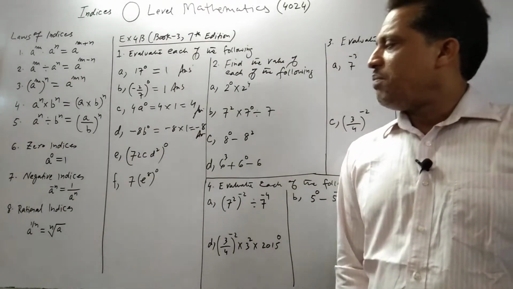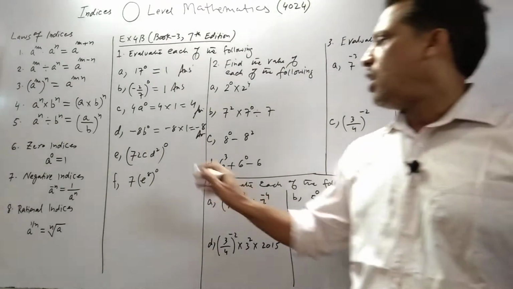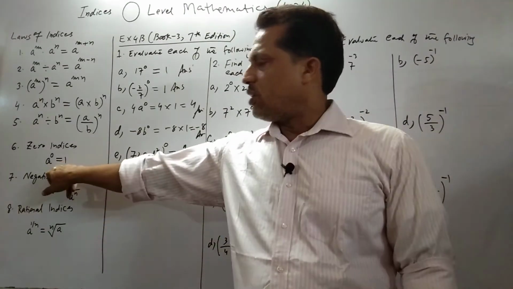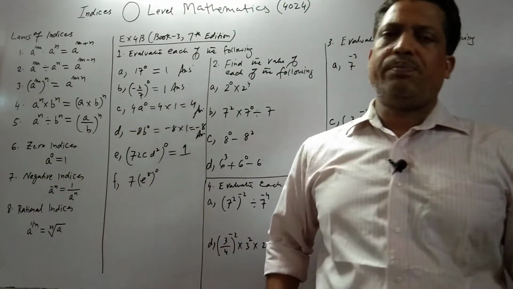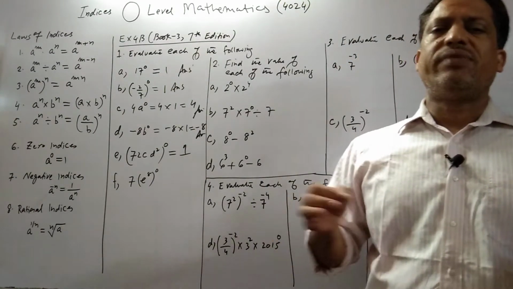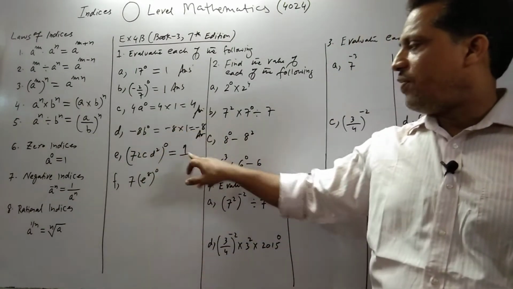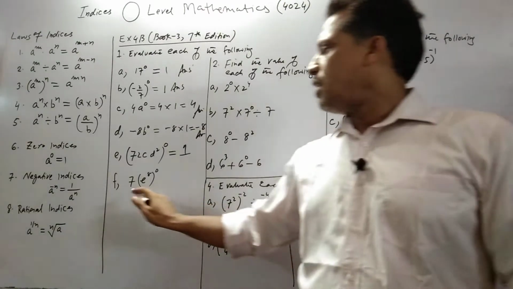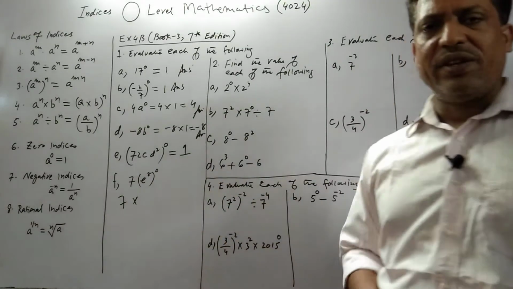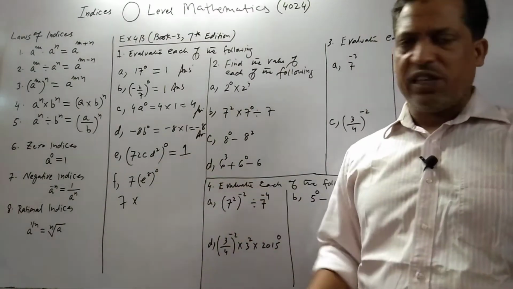What about part E? 72 multiplied by c multiplied by d square, and the whole power is 0. The answer should be 1, because the 6th law says zero indices means if you have anything, any number, variable or letter, if you see the whole power is 0, the answer is always 1. I hope you understand. Come to part F. 7 into e power 8, and whole power 0. Something to the power to the power is always multiplied.